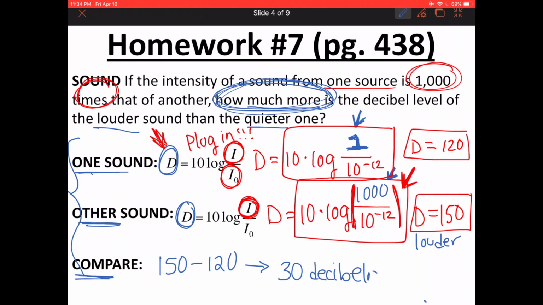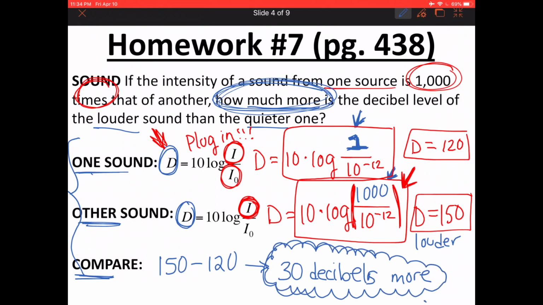decibels more. And so this would be my final answer here at the bottom, because this answers the question that they asked us. They asked us how much more is the decibel level of the louder sound. Your answer would be 30 decibels more. Okay, guys? So that is going to be our example for the sound intensity.